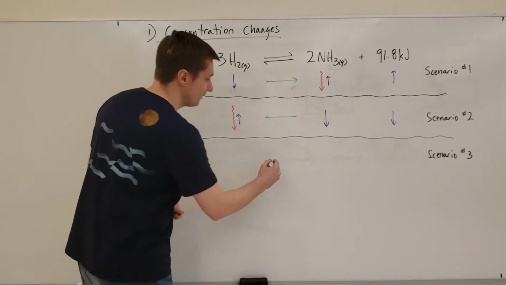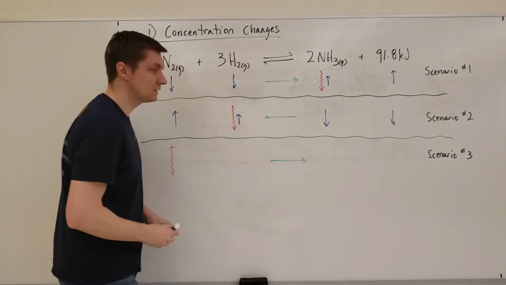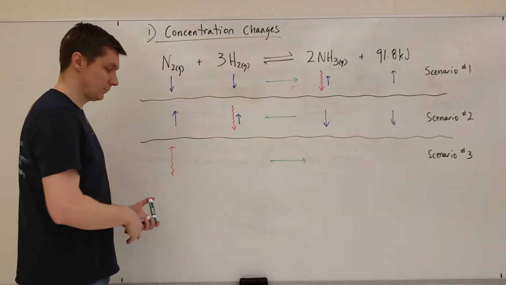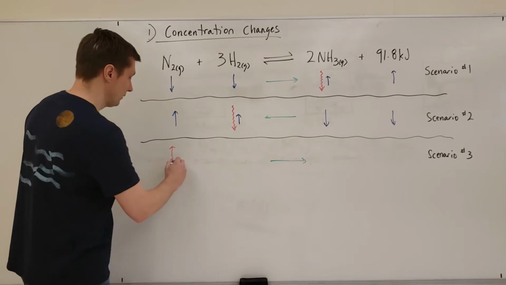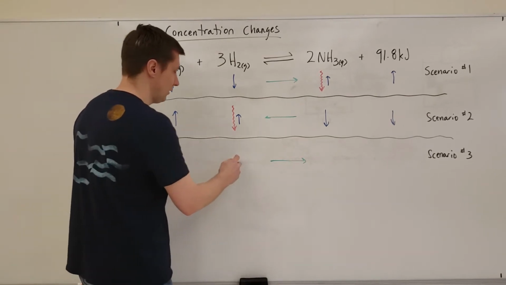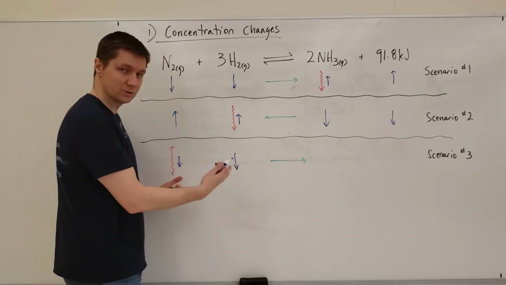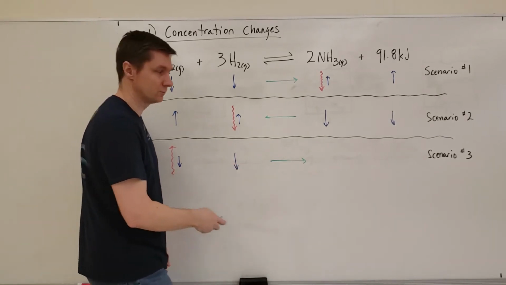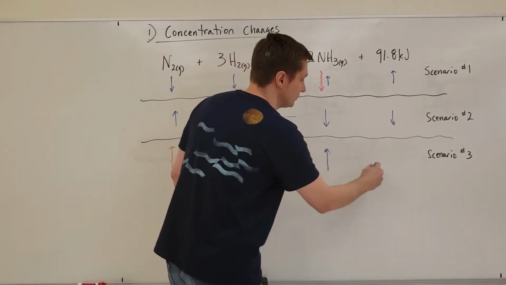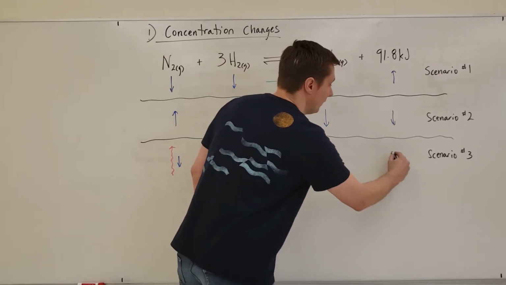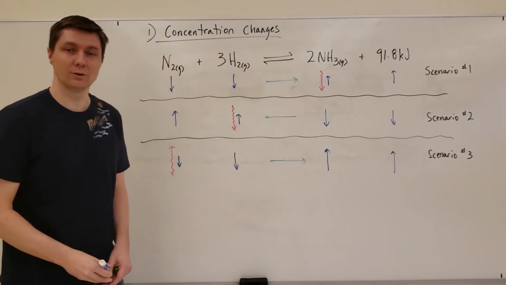Well, it's going to shift towards the products. It's going to want to make some more products using up some of this. And so this concentration is then going to go down a little bit, and then inherently all of these other things are going to be affected as well. This concentration will go down, and this concentration will go up, and the heat of the reaction will also increase.